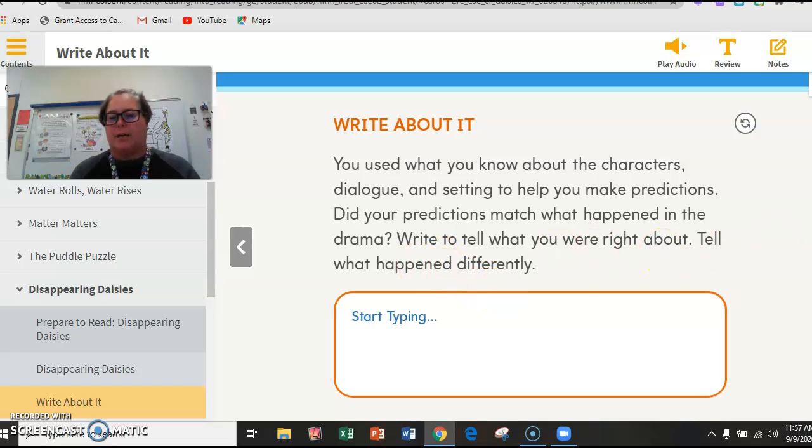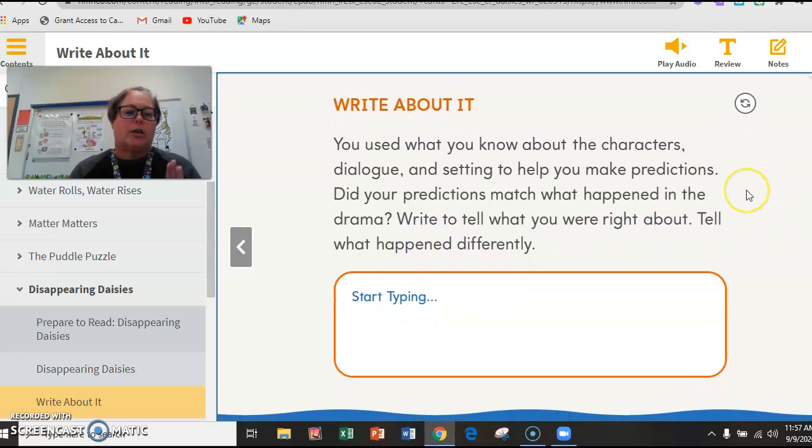Tell what happened differently. So on the next slide, you're going to click to the next slide, and you're going to see this same screen right here. And you're going to write if it was different than the prediction that you made, or if you got it right, you predicted correctly. So click and do that, and then click to the next slide.